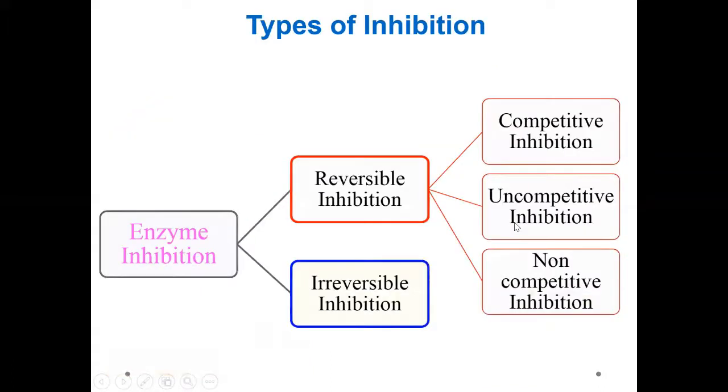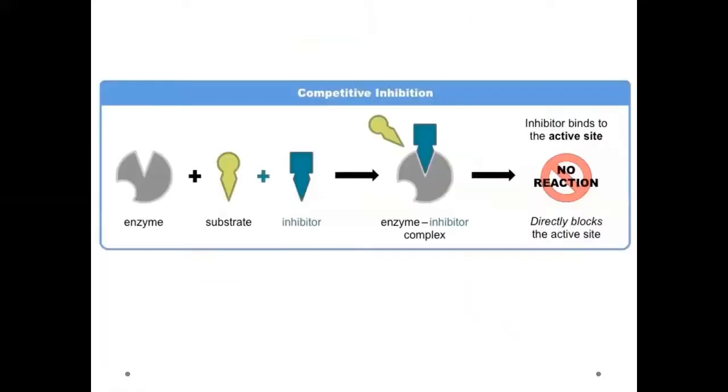Next, about inhibition. You see here the types of inhibitors. Enzyme inhibition may have two types: reversible and irreversible inhibition. And reversible inhibition is divided into some groups: competitive, uncompetitive, and non-competitive inhibition. An enzyme inhibitor is a molecule that binds to an enzyme and decreases its activity.